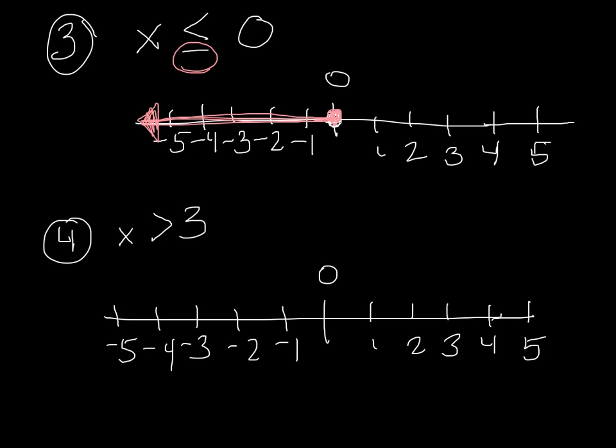It does not have the equal sign. It is not greater than or equal. It is greater than 3. So my circle needs to be an open circle around 3. And what numbers are greater than? 4, 5, 6. So my line is going to go this way with my arrow.